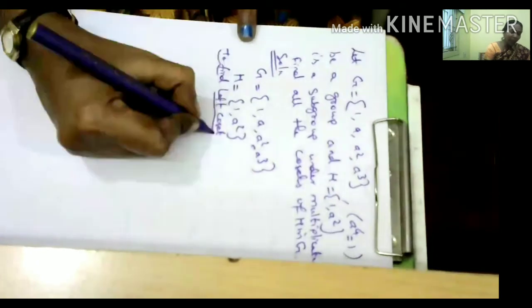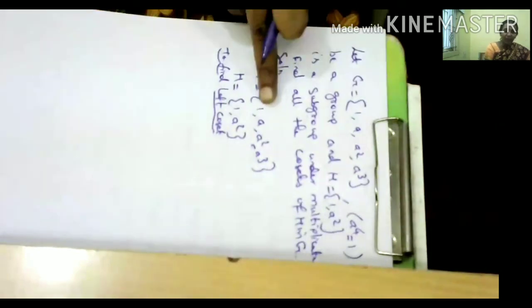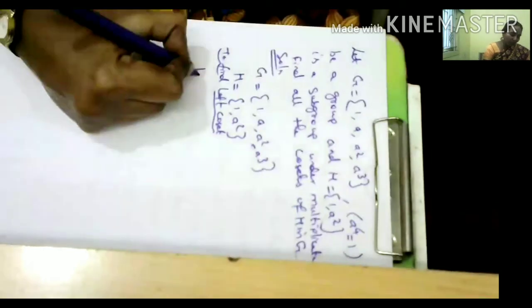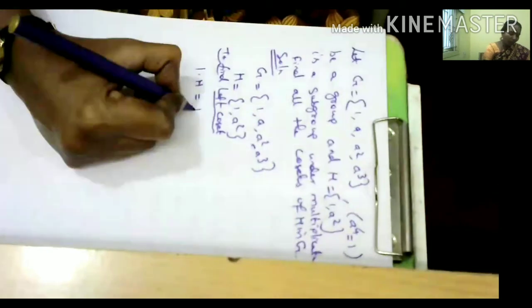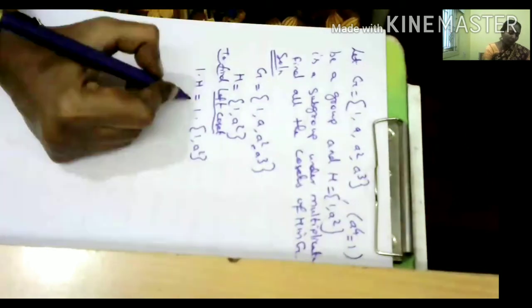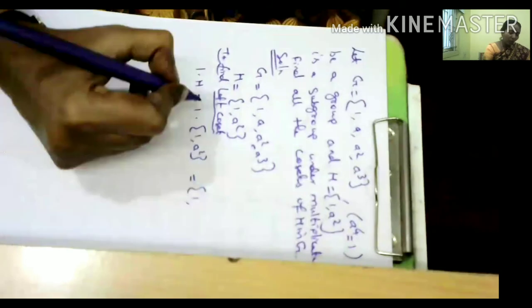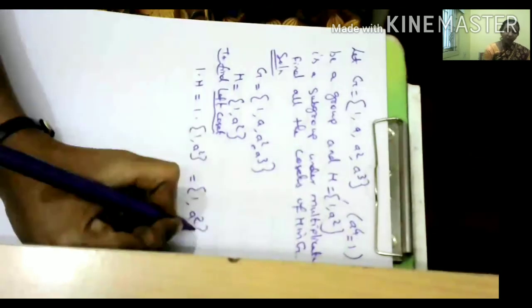To find a left coset, take an element from capital G and write it on the left side. So 1 into H. The answer is 1 into H is 1 comma a square. Multiply it: 1 into 1, the answer is 1. 1 into a square is a square.